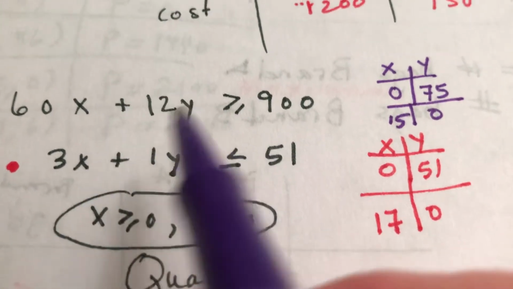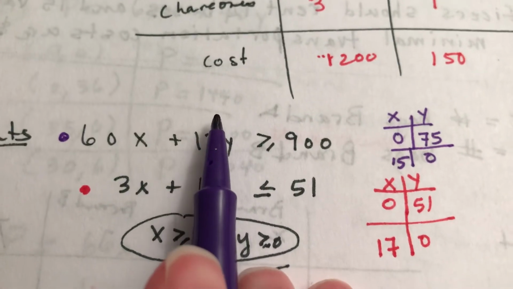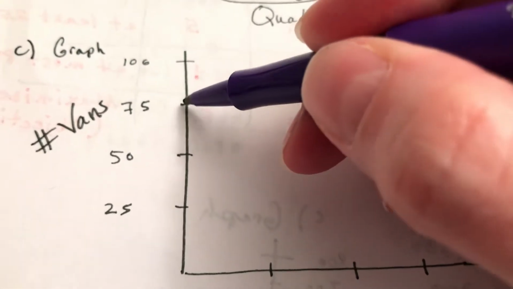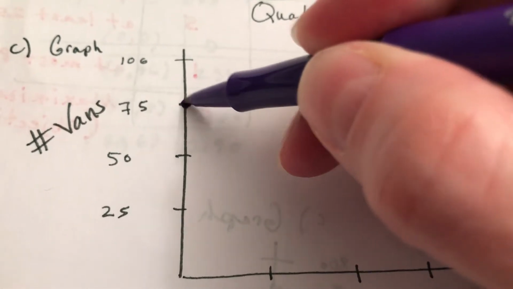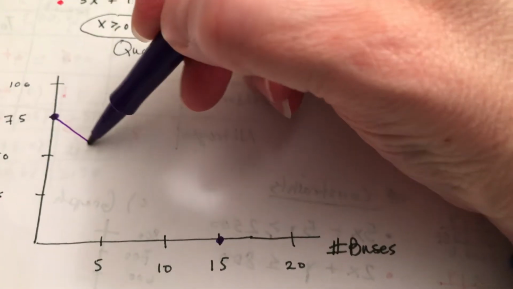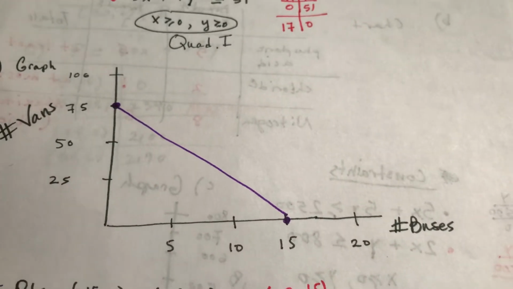If I put 0 in for y, right here, it wipes this out. Divide both sides by 60, and I get 15. So 0, 75 is right here. And what's the other one? 15, 0. Get a straight edge. It's hard to do a straight edge and film at the same time.